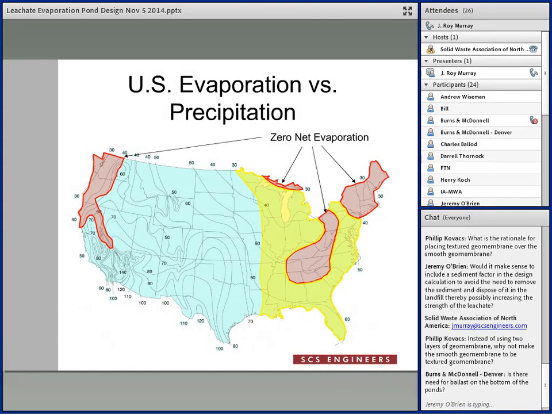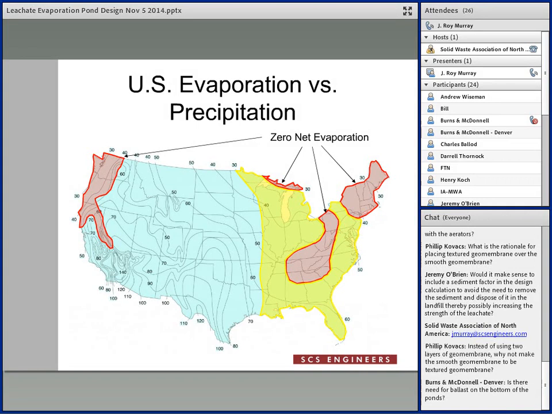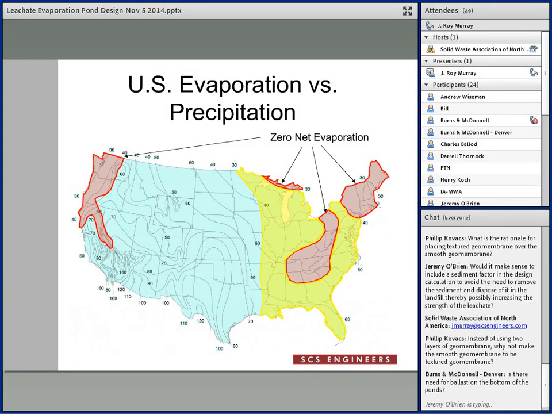So in this case, we've designed some of those ponds that I showed you with almost no excavation in them. They're just totally on top of the ground ponds with embankments.